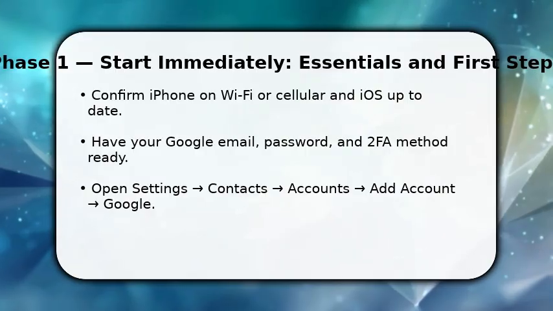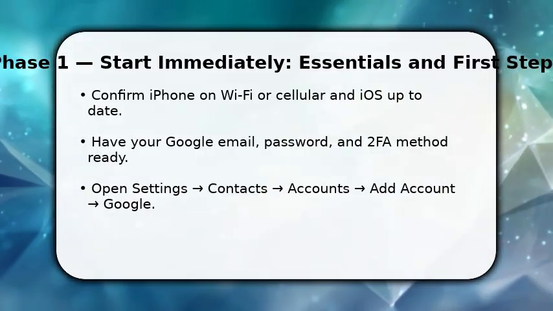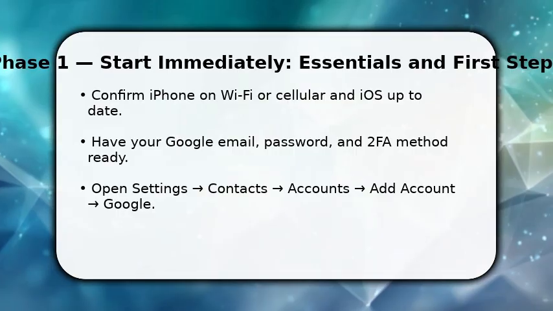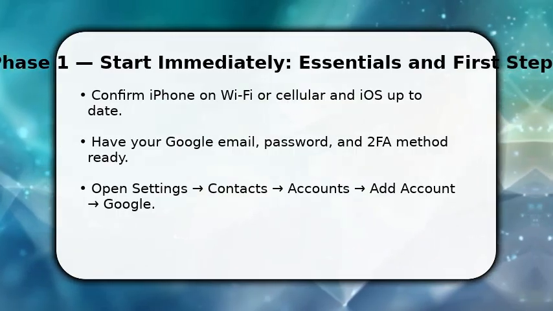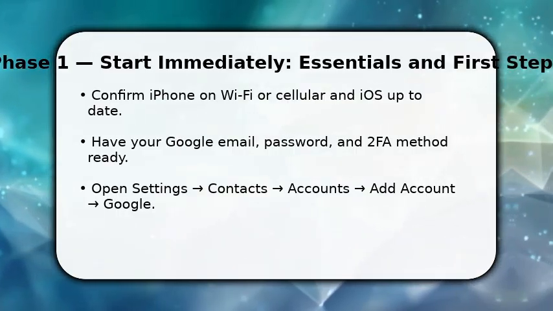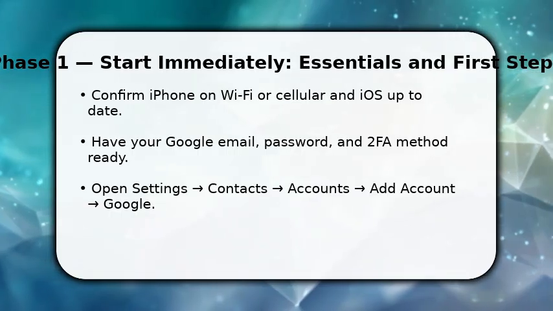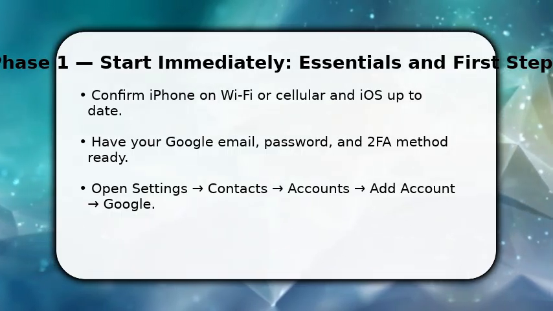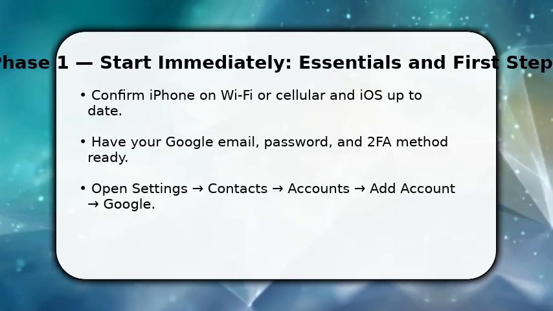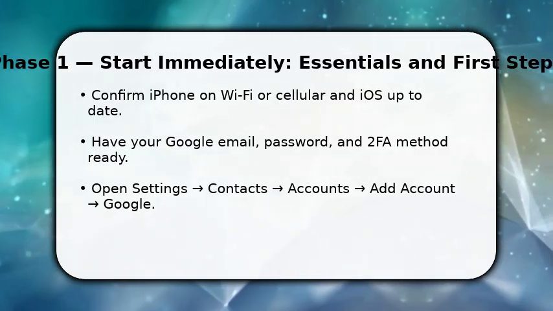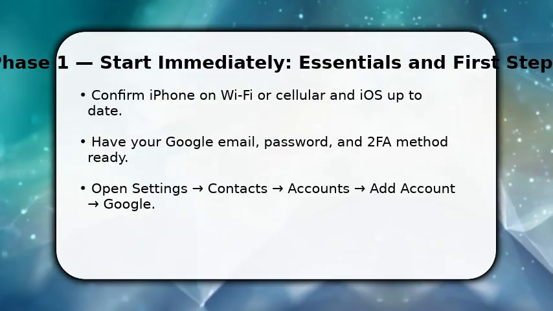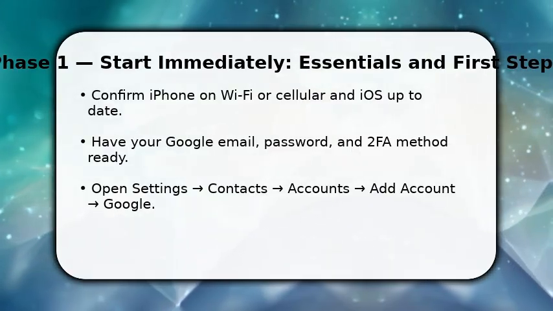You begin by preparing essentials. Make sure your iPhone is online and you know your Google email, password, and 2FA method. Once ready, open Settings, scroll to Contacts, then Accounts. Tap Add Account and choose Google. You're starting the secure handshake between iCloud Contacts and Google Contacts. This is why having 2FA ready matters. Follow the prompts to sign in.